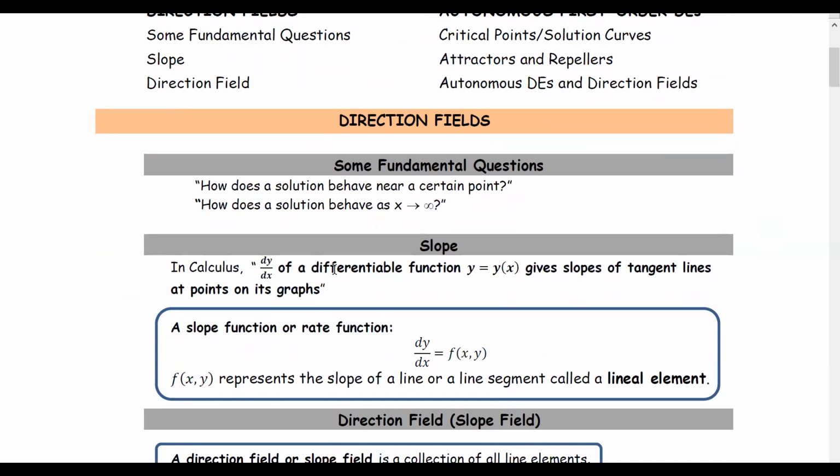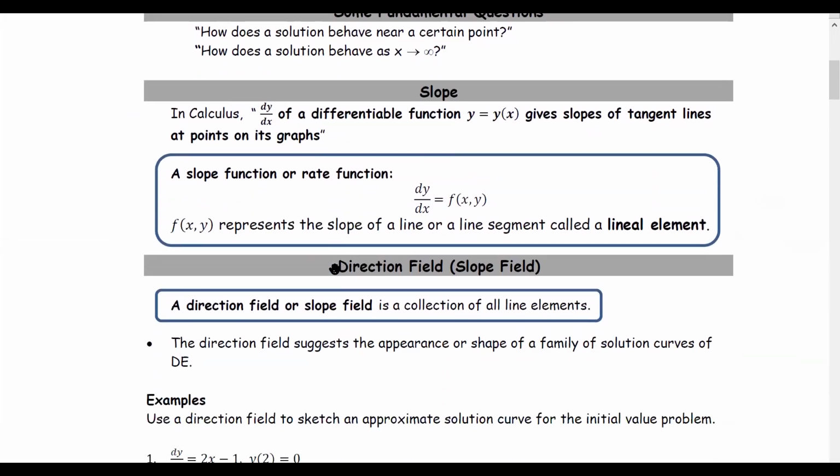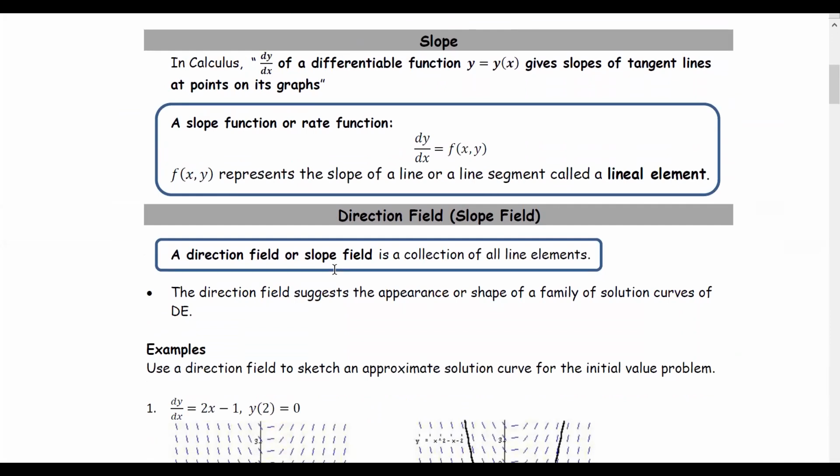Recall in Calculus 1, dy/dx, the derivative of the function y equals f of x, gives the slope of the tangent line at the points on the graph. For first-order differential equations, dy/dx equals f of x, y is a slope function or rate function, where f of x, y represents the slope of a line segment, which is called a linear element. A direction field or slope field is a collection of all line elements, and those direction fields suggest the appearance or shape of the family of solution curves of the differential equation.